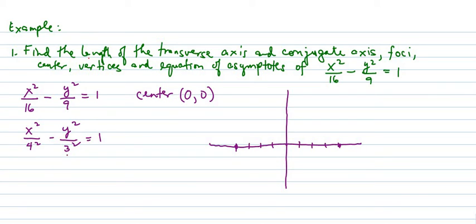And then our co-vertex, that is 3: 1, 2, 3, and then 1, 2, 3. So this is the location of our co-vertex. This is 0, 3, and then 0, negative 3, the co-vertices. And then our vertices are at 4, 0, and the other one at negative 4, 0.